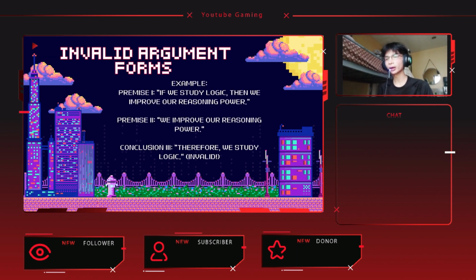Now, let's explore an example of an invalid structure. First, premise 1. If we study logic, then we improve our reasoning power. Premise 2. We improve our reasoning power.